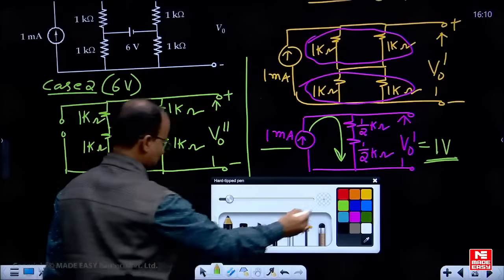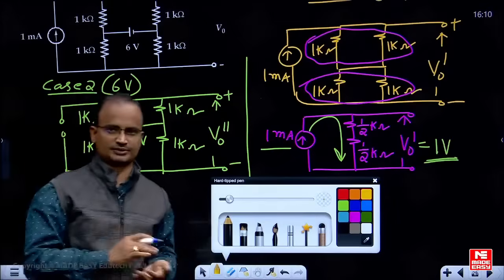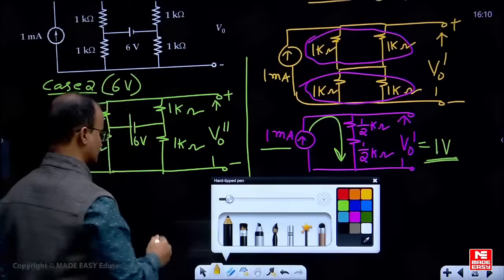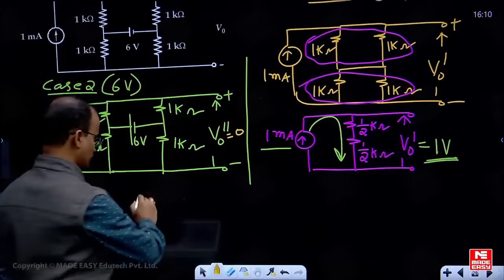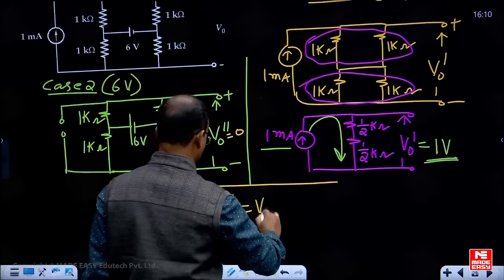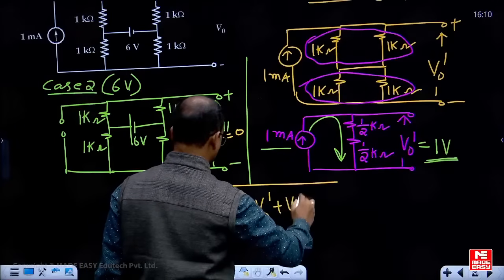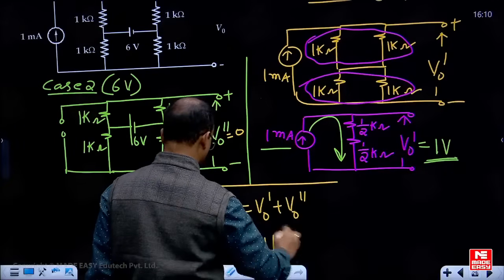Now corresponding to this balanced bridge, the voltage across this open circuit is equal to 0. Simply I am using the application of the balanced bridge. That means here V naught double dash is equal to 0. Finally, with respect to the superposition theorem principle, the total response is V naught dash plus V naught double dash. Then the total voltage is equal to 1 volt.